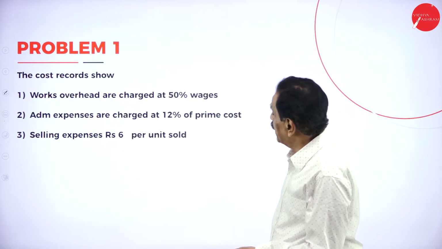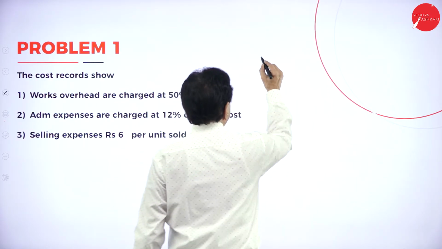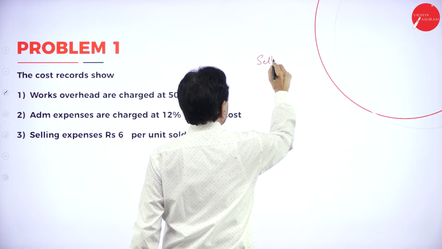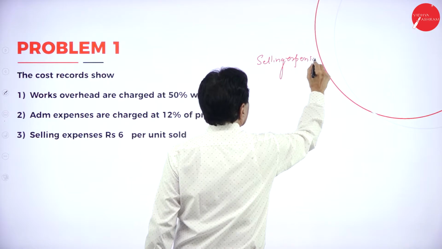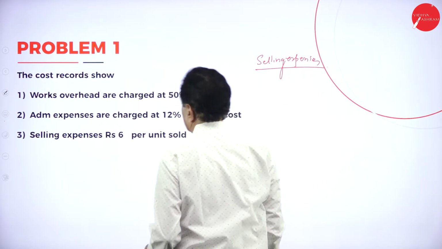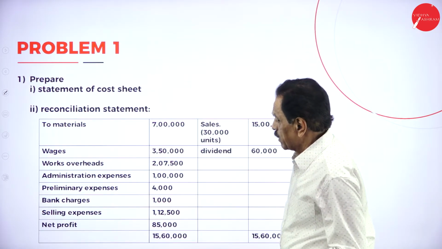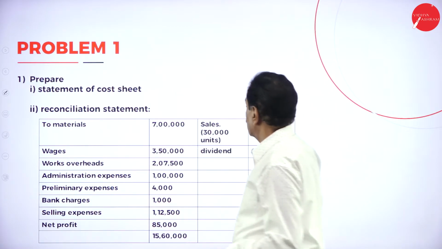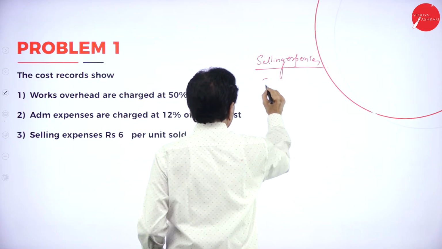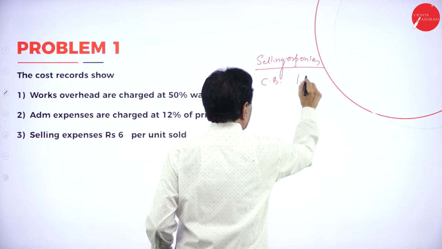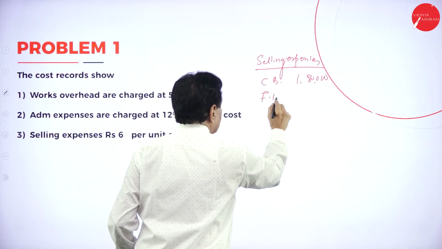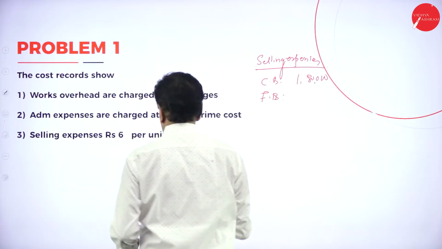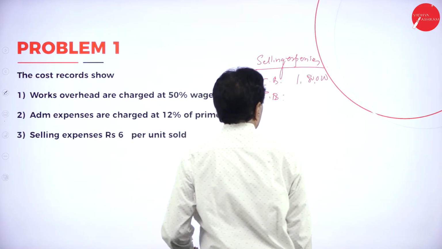Regarding the selling expenses, here the selling expenses in the cost book are 1,80,000 and in the financial book are 1,12,500.